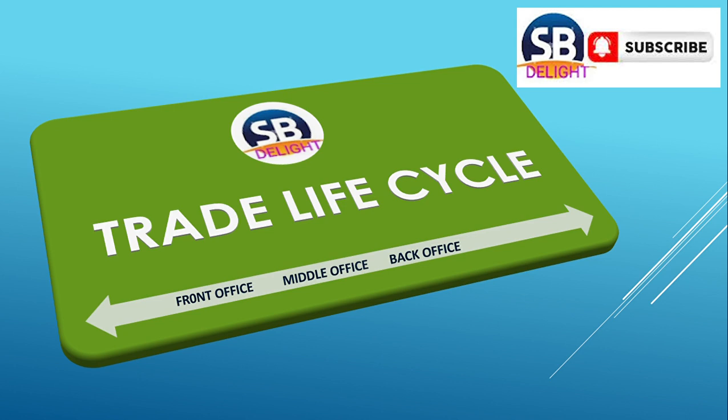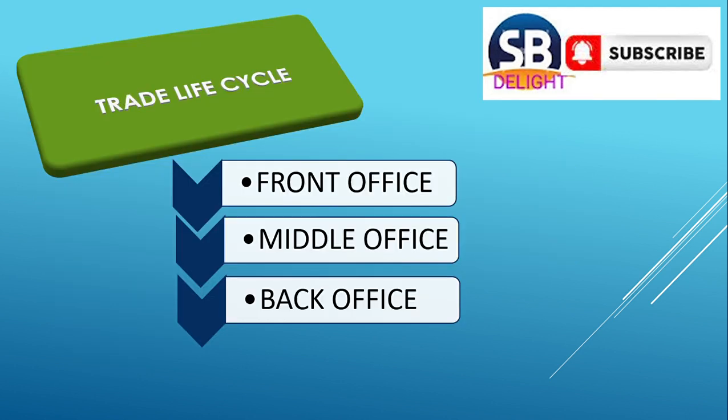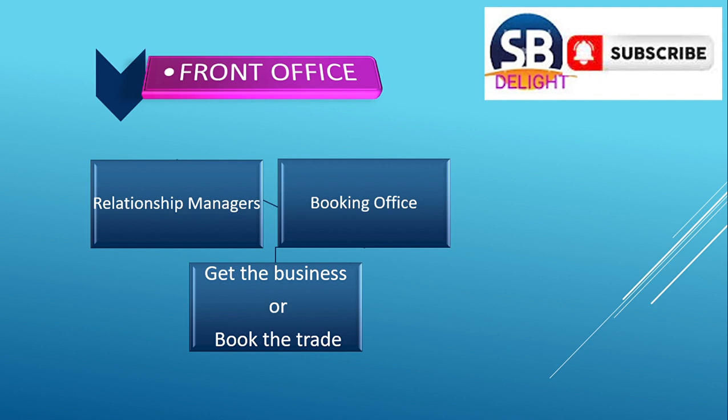First of all, what is meant by trade life cycle? Trade life cycle we can say as three things. One is front office, second is middle office, third is back office. I will explain one by one what is meant by front office, middle office, and back office. First, we can go for front office.